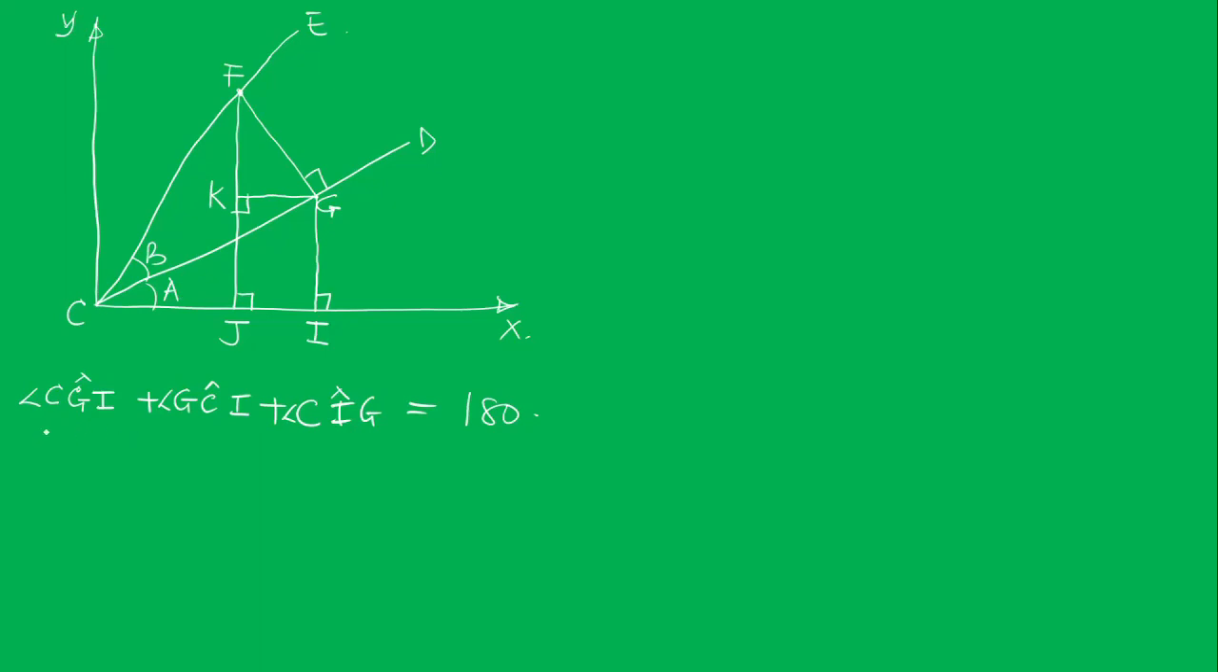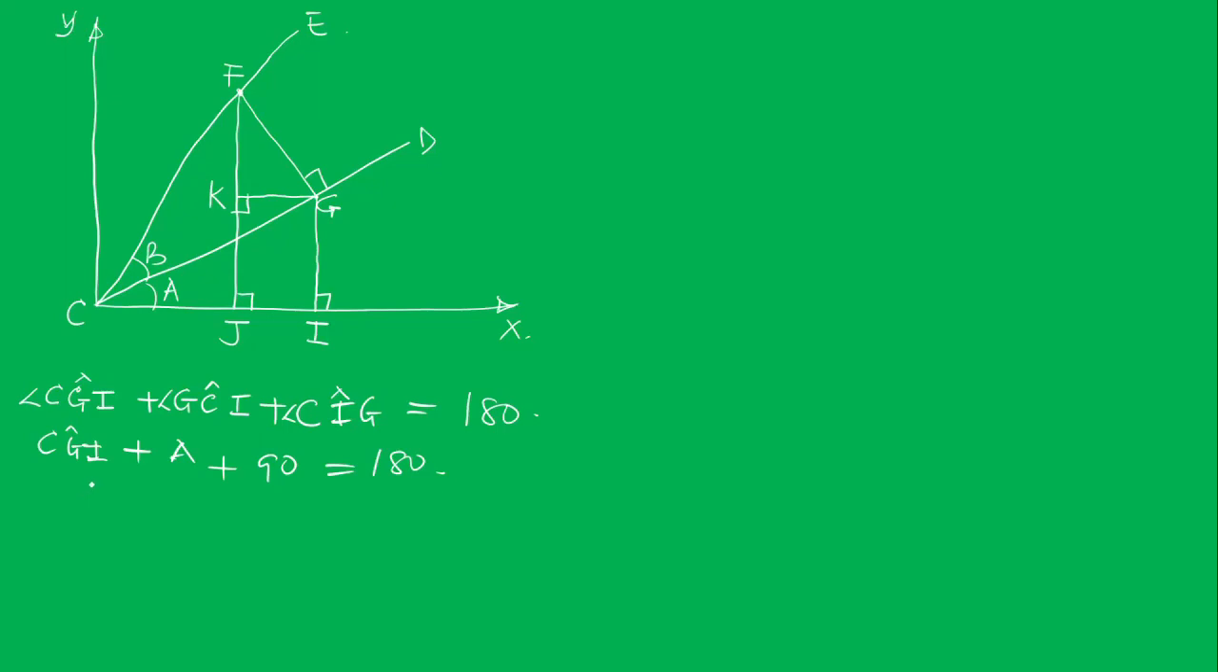Now, since we are looking for CGI, angle CGI plus GCI, which is angle A, plus CIG, which is this angle here, which is 90, is equal to 180.